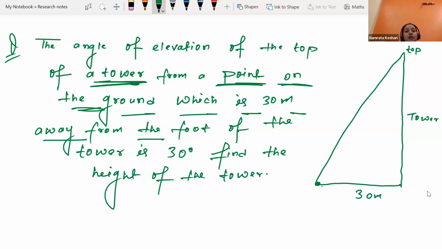Figure is not given over here, and constructing the figure is also a deal over here. If you are able to do so properly, then definitely you will be able to solve the question. Okay, so angle of elevation of what? Top of the tower. First we have drawn a tower.